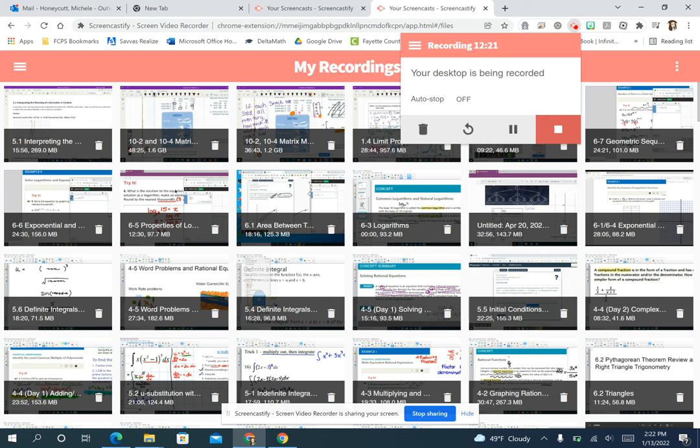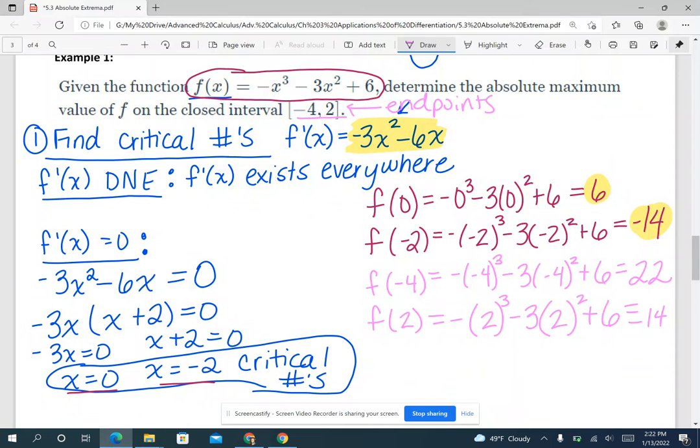Pause real fast. Okay, so I checked my math on these. Let me edit. Okay, so f of negative 2 is not negative 14. F of negative 2 is positive 2. F of 2 is actually negative 14. All right, so I evaluated all 4 of those.